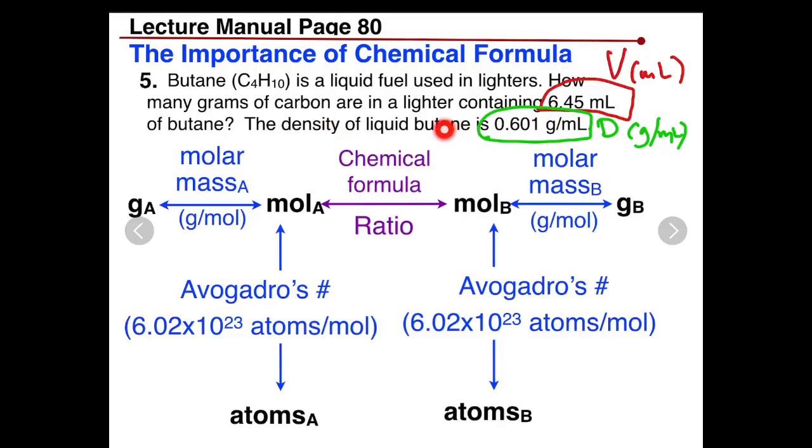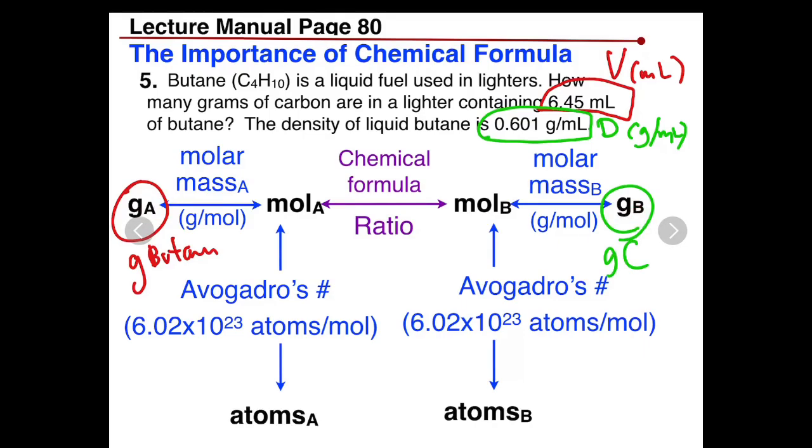So in this case, you are going to start right here, with the grams of butane. But it's asking for grams of carbon. Butane and carbon are not the same. Carbon is the element present in the butane molecule. So if you are given grams of butane, you need to find grams of carbon. Therefore, you will need to go all the way here, because you are looking at two different species. A and B are different species.